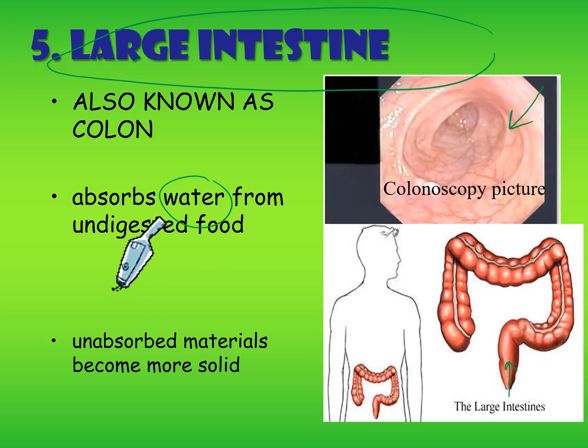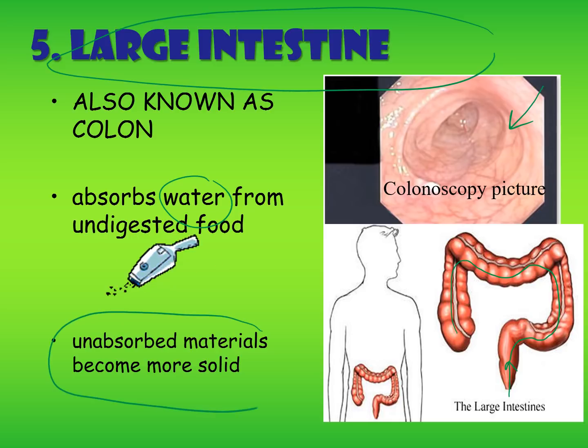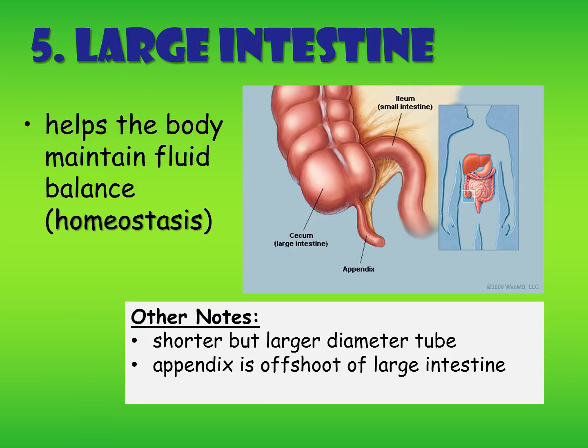So as food is passing into this large intestine, it's kind of like a little vacuum cleaner, and it just sucks up all the water and puts that back into the body. And whatever doesn't get absorbed or hasn't passed through to the bloodstream is going to become more and more solid as it moves through the large intestine. So we would consider our large intestine a homeostasis organ, or an organ that helps with homeostasis, because it's helping us maintain that fluid balance in our body.